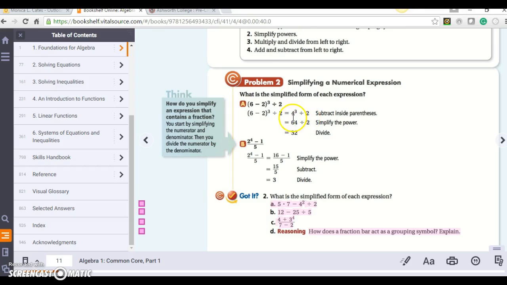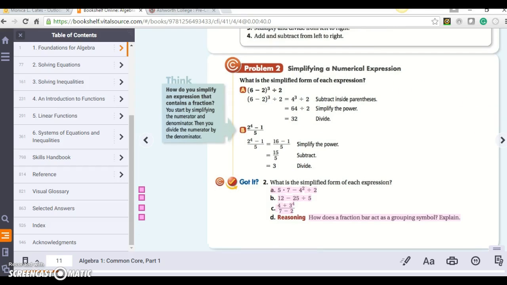The next thing when I'm following order of operations is exponents. So I'm going to simplify all of my exponents or simplify all of my powers. And 4 to the third gives me 64. Last thing to do is division. So I'm going to do 64 divided by 2, and that gives me 32. Let's go on to the next one.